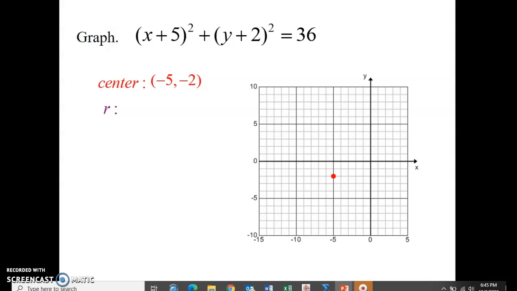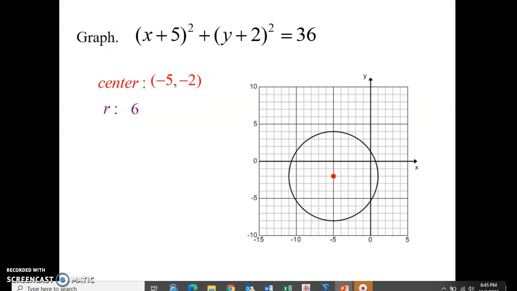You'll notice that the origin is now offset so we can fit the graph in the right spot. The radius is going to be the square root of 36, which is 6. We go up, down, left, and right 6 from the center point. There we go. There's your circle.